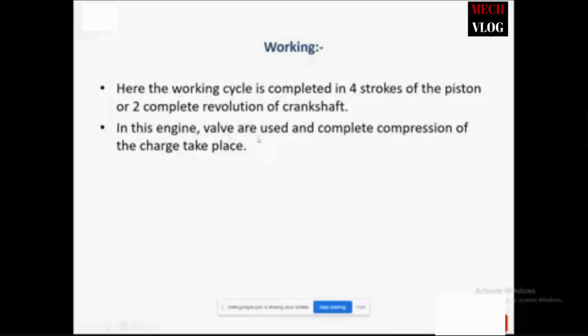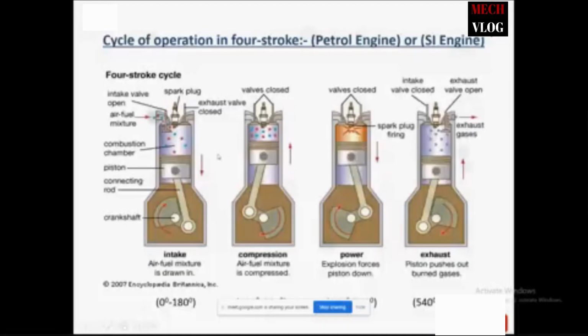In this engine, valves are used and complete compression of the charge takes place. So instead of ports, we use valves here, that is intake valves and exhaust valves. In a two-stroke engine, we use ports instead of valves, that is the inlet port, exhaust port, and transfer port. In the four-stroke engine, we use valves, that is the inlet valve and outlet or exhaust valve. Always remember that.